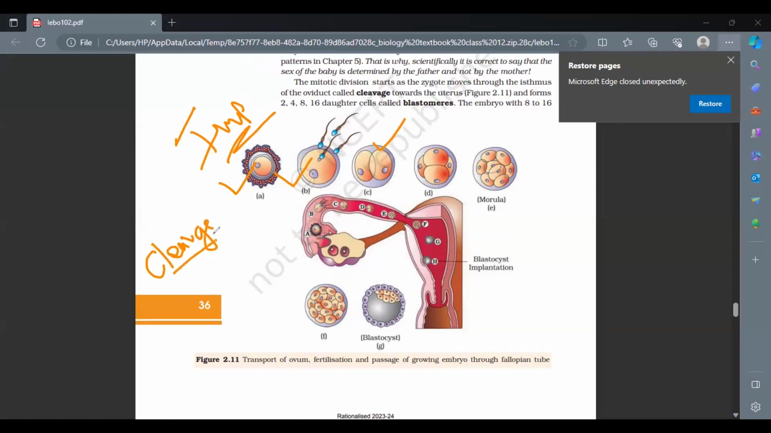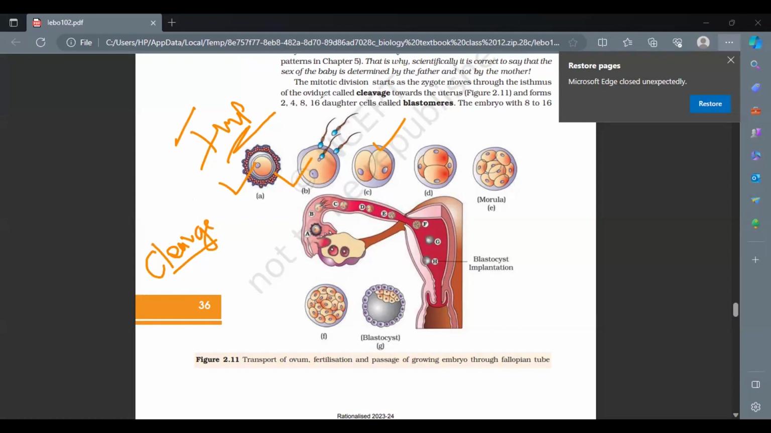Cleavage. And now through the isthmus region, from the ampulla to the isthmus, the zygote starts moving. You can see this is A, this is B, this is C. Till that part C, it has started moving towards the uterus region because now it needs to be implanted. And when it is moving and rolling down, it is dividing also. It's not a complete division. It's a holoblastic cleavage we talk about.